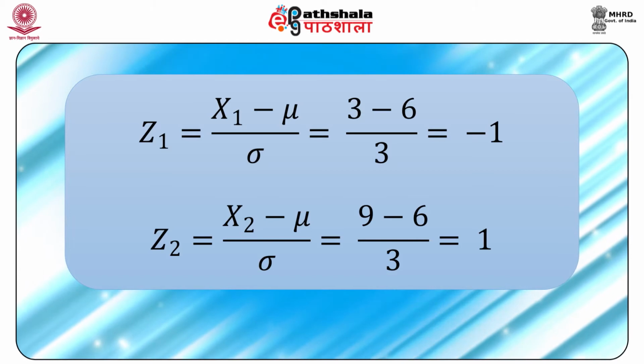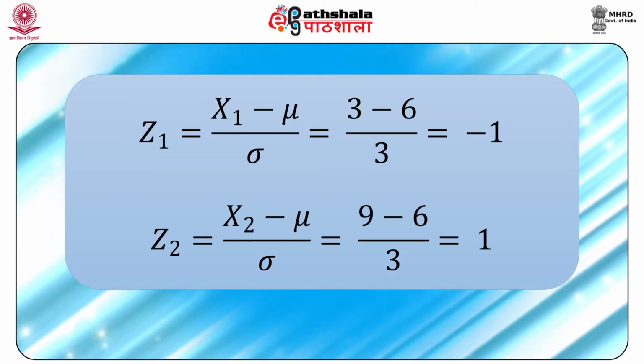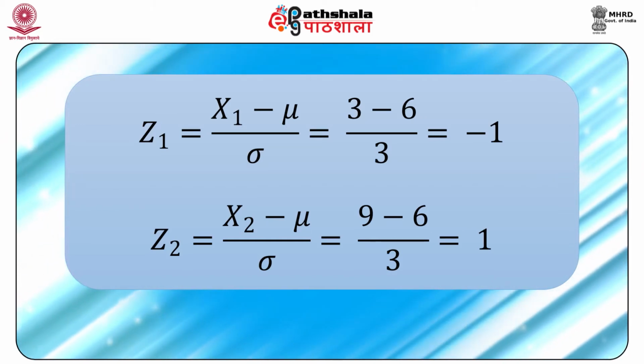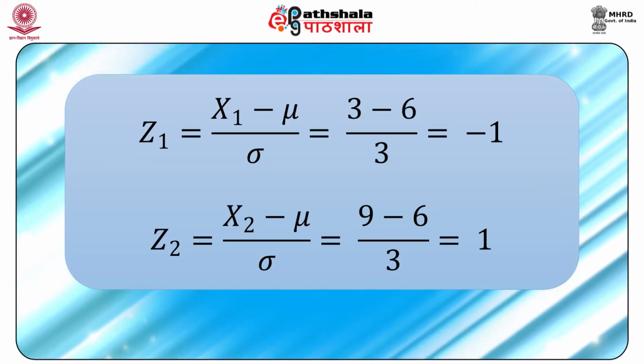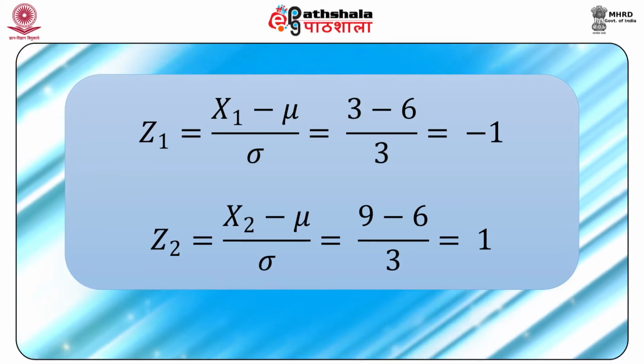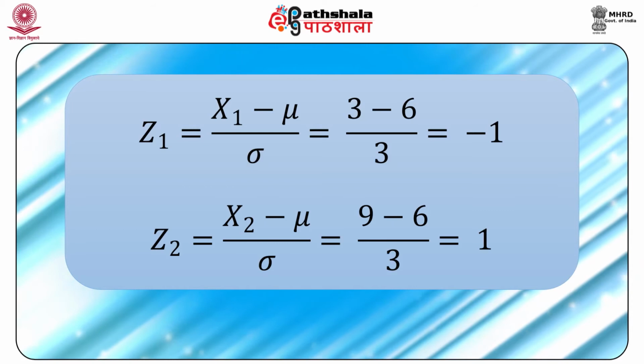So we first calculate the value that z takes, which is as follows: z1 is equal to (x1 minus mu) upon sigma, and therefore is equal to (3 minus 6) upon 3 in our current example, and is equal to minus 1. Similarly, z2 is equal to (x2 minus mu) upon sigma and is equal to (9 minus 6) upon 3, which is equal to 1.